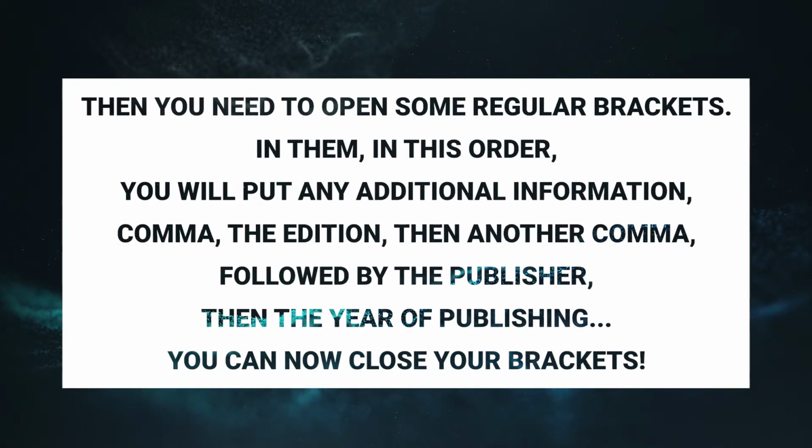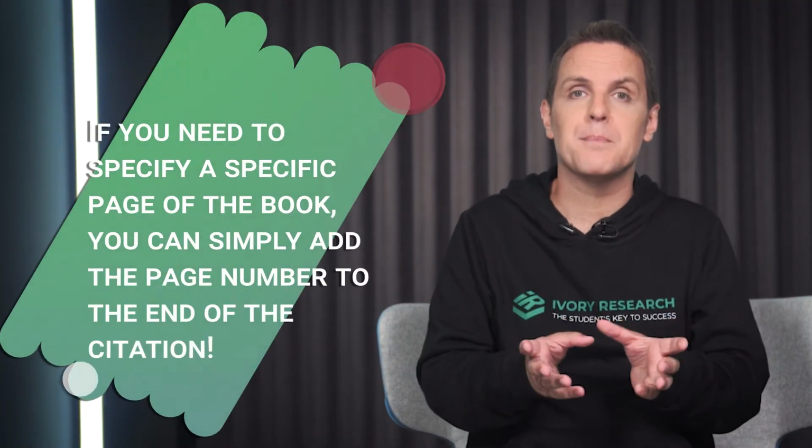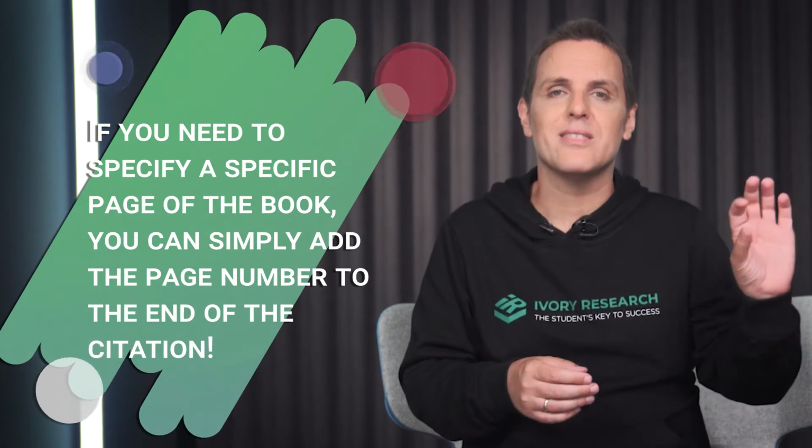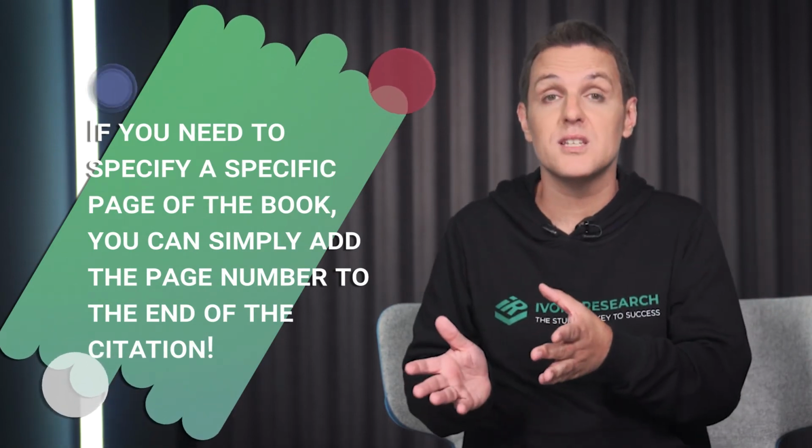In them, in this order, you will put any additional information, comma, the edition, then another comma, followed by the publisher, then the year of publishing. You can now close your brackets. Top tip. If you need to specify a specific page of a book you can simply add the page number to the end of the citation.